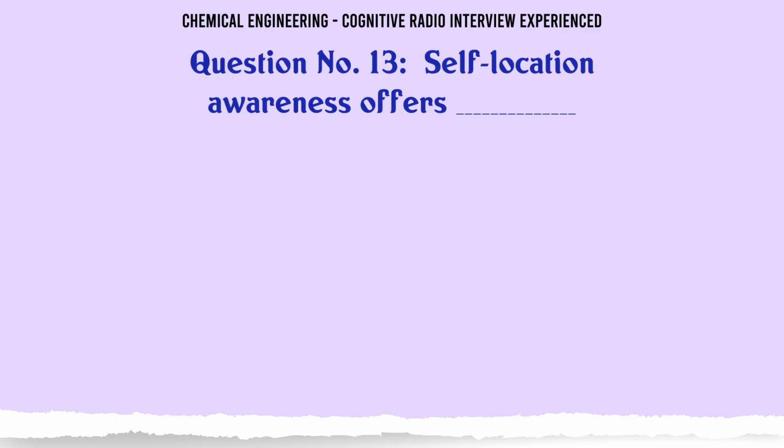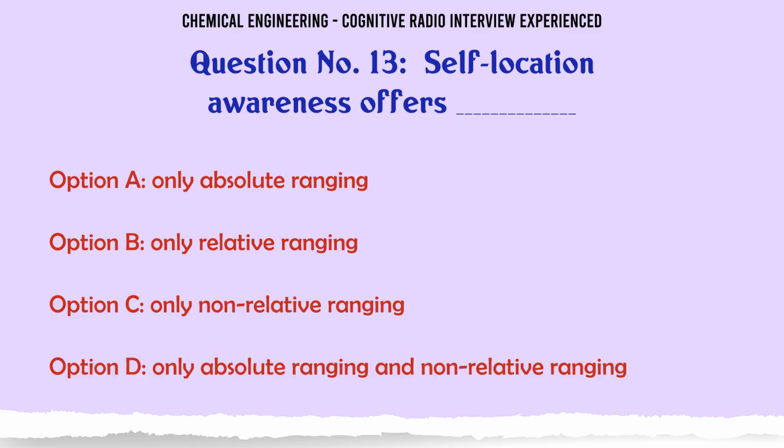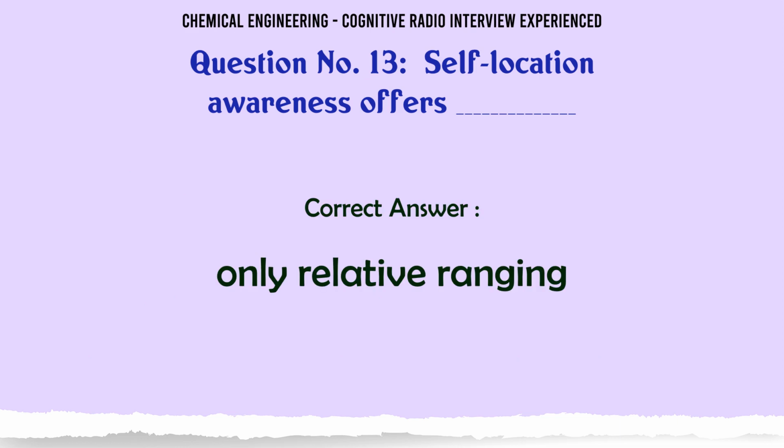Self-location awareness offers A. Only absolute ranging. B. Only relative ranging. C. Only non-relative ranging. D. Only absolute ranging and non-relative ranging. The correct answer is only relative ranging.